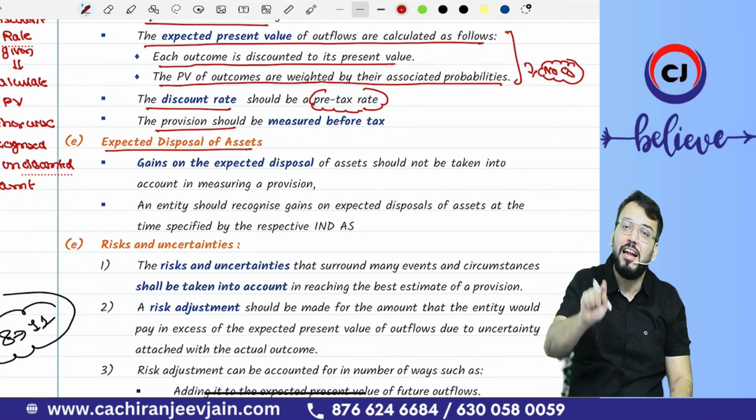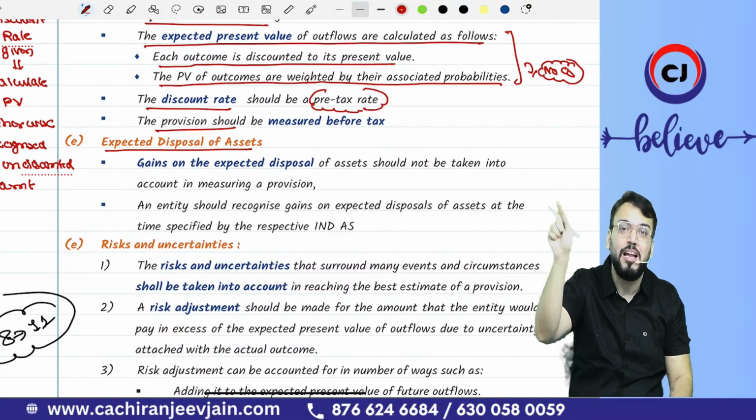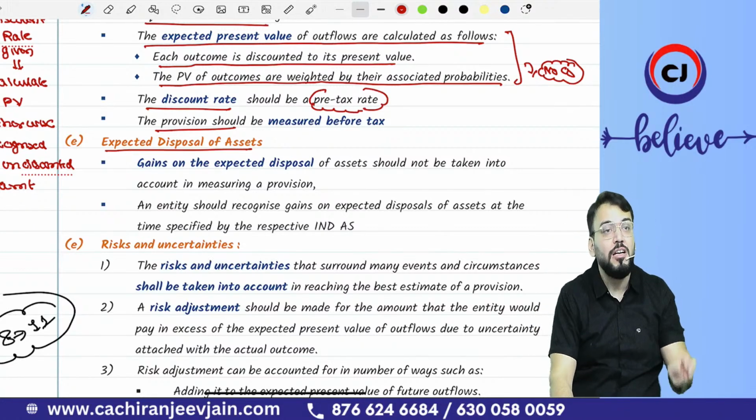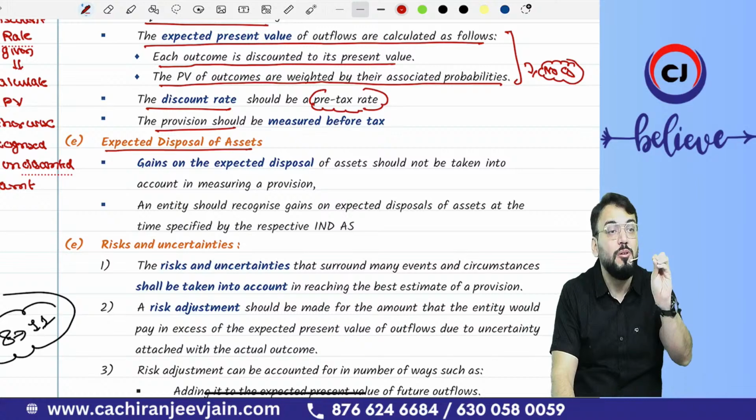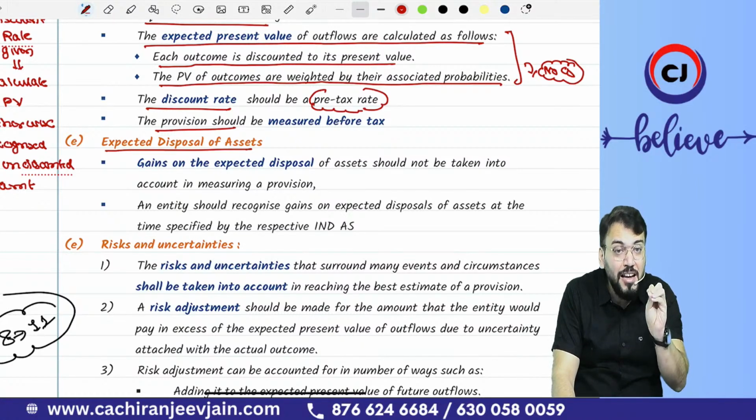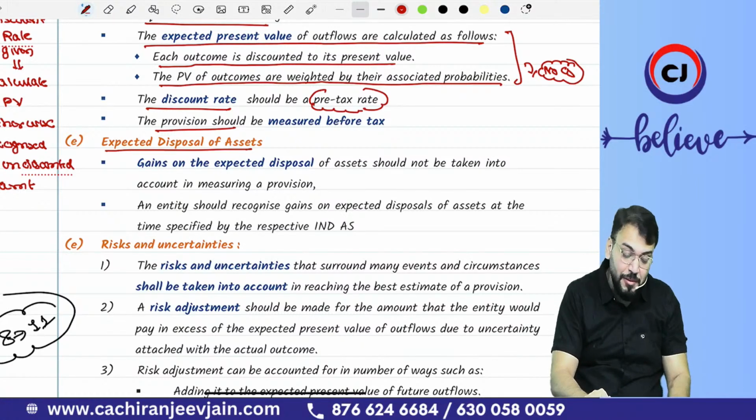Gain on sale will be covered under Ind AS 16, property, plant and equipment. So Ind AS 37 has given clarification: it should not be considered. The amount of provision will be the gross amount, not the net amount. So clarification has been given once again.